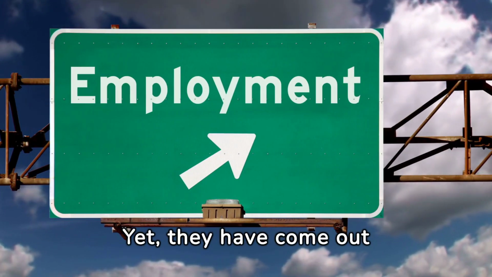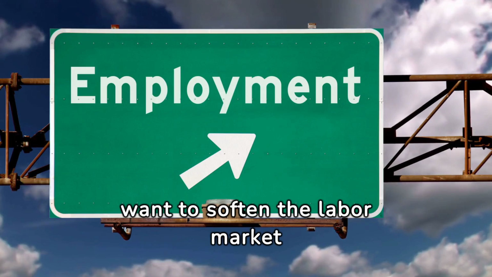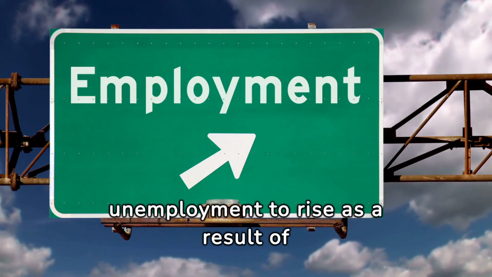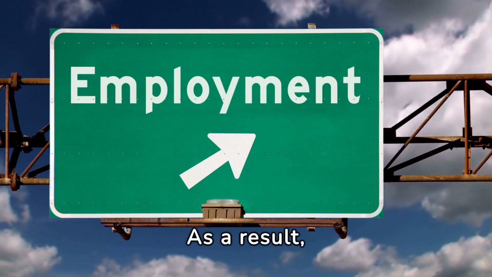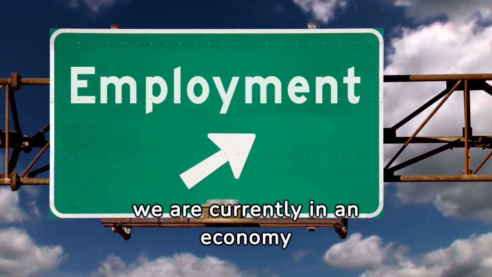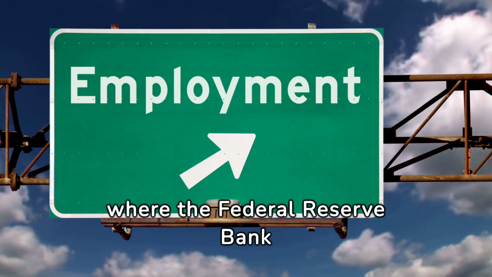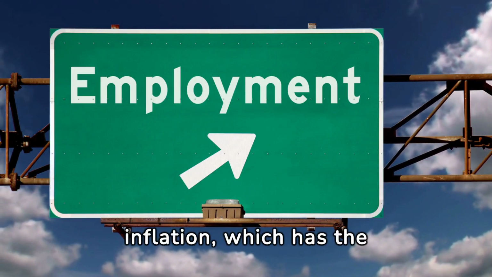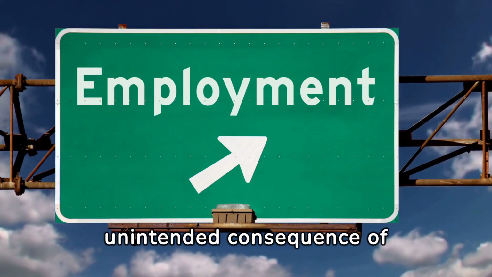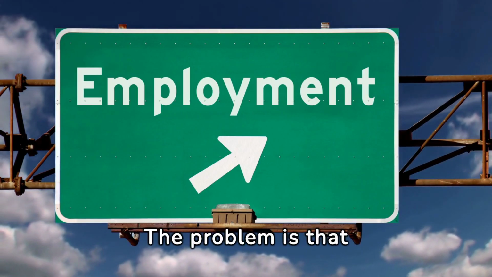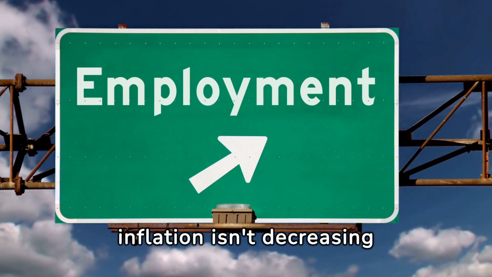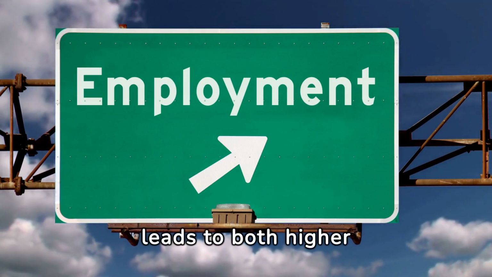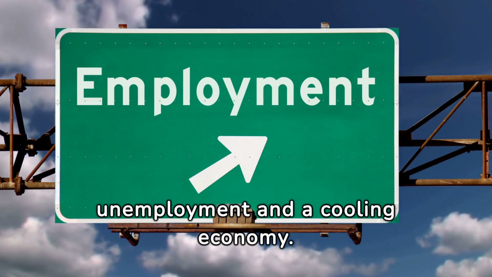Yet they have come out and indirectly stated that they want to soften the labor market and that they expect unemployment to rise as a result of higher interest rates. As a result, we are currently in an economy where the Federal Reserve Bank has been working to raise interest rates in an effort to reduce inflation, which has the unintended consequence of increasing unemployment. The problem is that inflation isn't decreasing as quickly as the Federal Reserve Bank would like, which leads to both higher unemployment and a cooling economy.